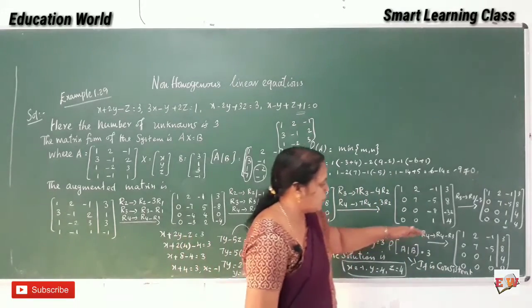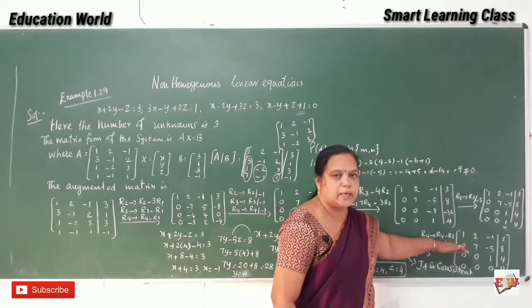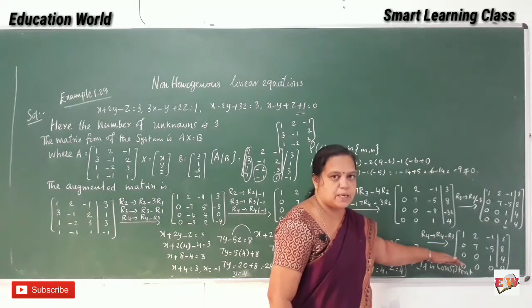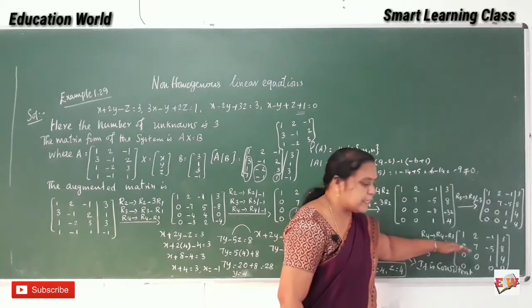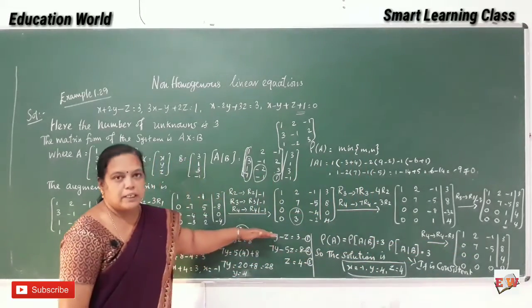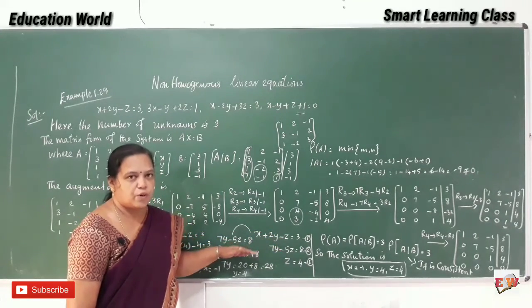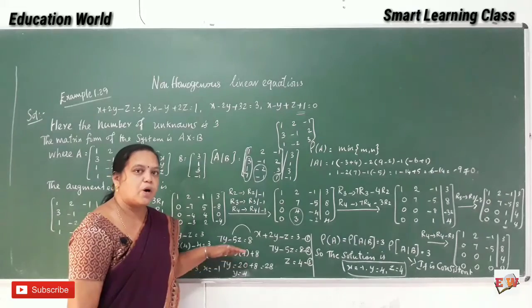We got the row echelon form. In this row echelon form, 3 non-zero rows are there, 1 zero row is here. So from this equivalent matrix, we write the equivalent system of linear equations. From these equations we find the values of the unknowns.